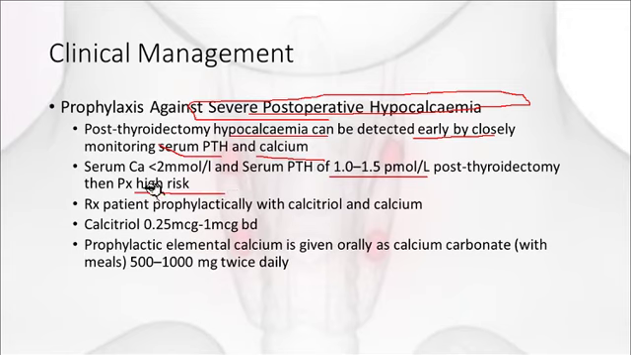These patients may be treated prophylactically with calcitriol and calcium. Calcitriol is given at a dose of 0.25 micrograms up to 1 microgram twice a day, with a prophylactic elemental calcium, which is given orally as calcium carbonate with meals anywhere between 500 to 1000 milligrams given twice daily.